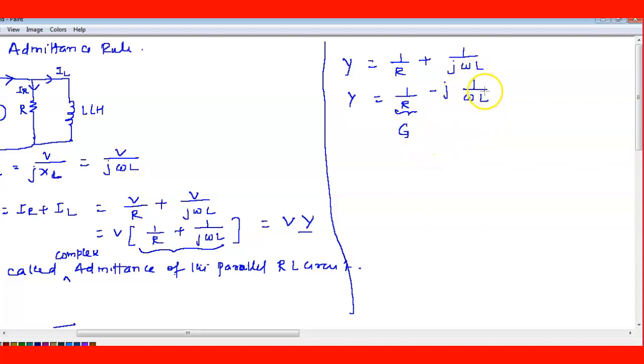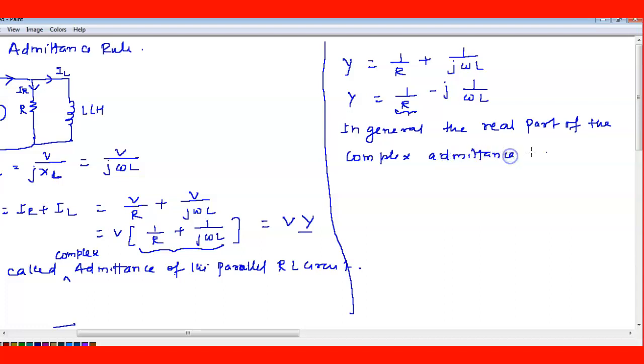I will write it better. In general, the real part of the complex admittance Y is called conductance, represented by G. This 1 by R is represented as G.